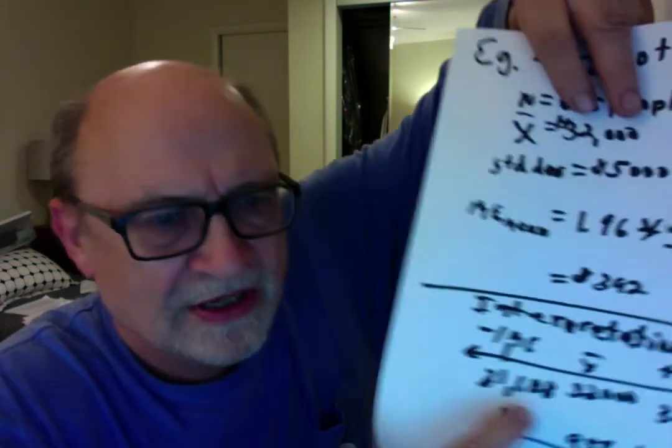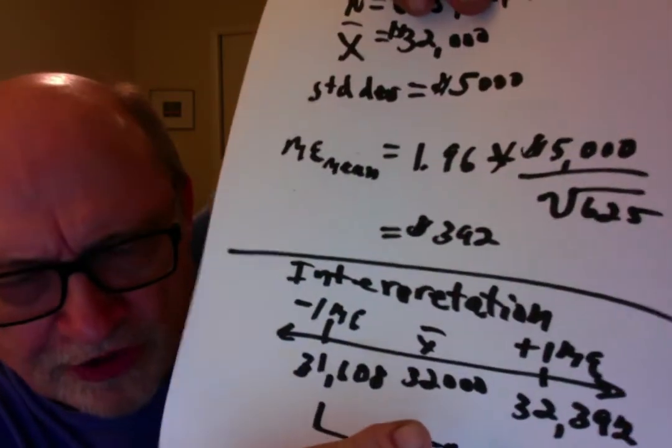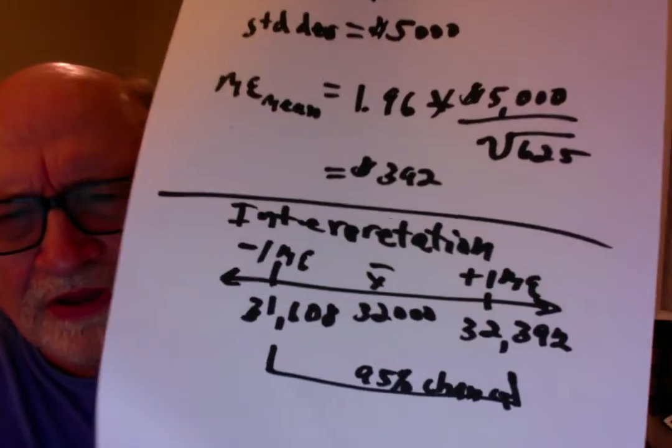What we do is we calculate a margin of error, we add one margin of error, we subtract one margin of error, and we get an interval. And we're 95% sure that the real figure out in the population is in that interval there. That would be an example of doing the margin of error for a mean.